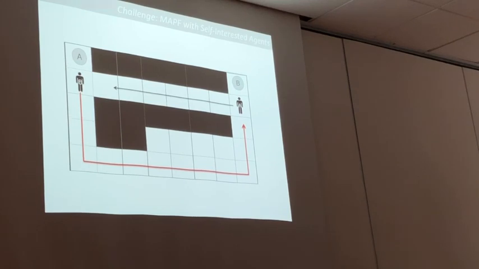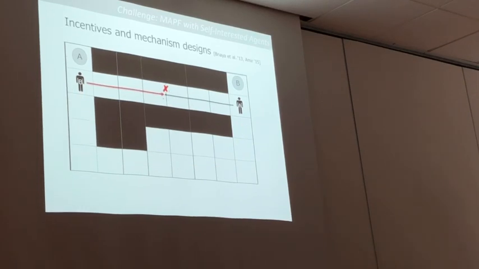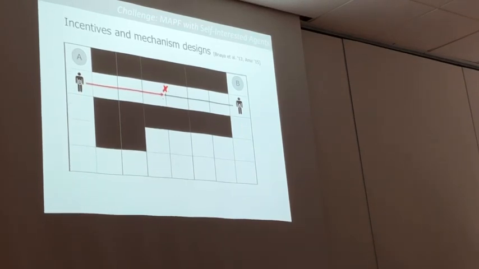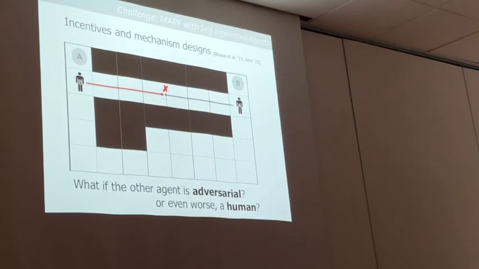Who here would want to be agent B? No one, right? Okay, so there needs to be some work on incentive design or some mechanism design work on how to make the agent follow the optimal plan. And this becomes even more complex if the agent is human, so we need to reason about how humans behave, or maybe the agent is some adversary.